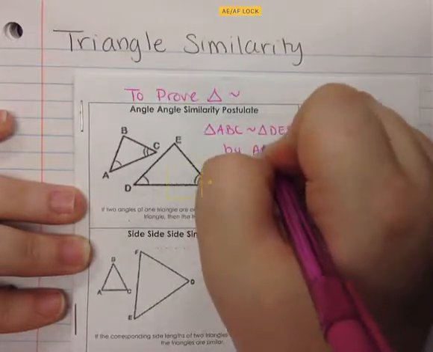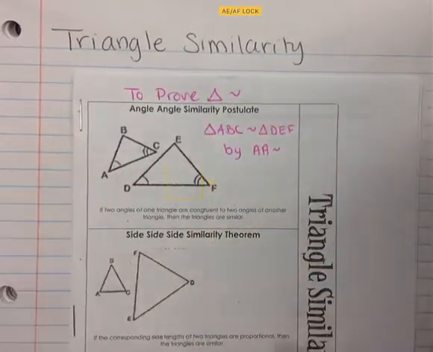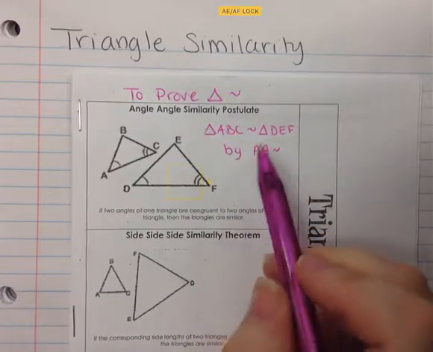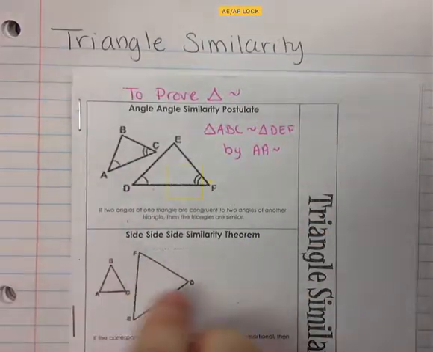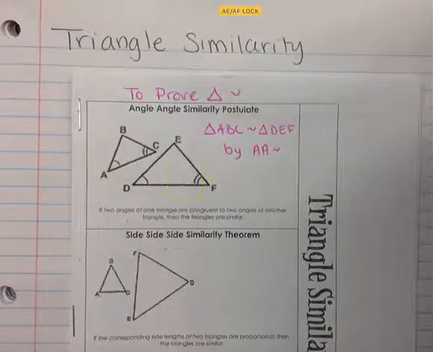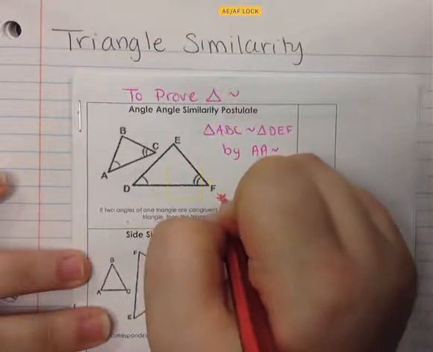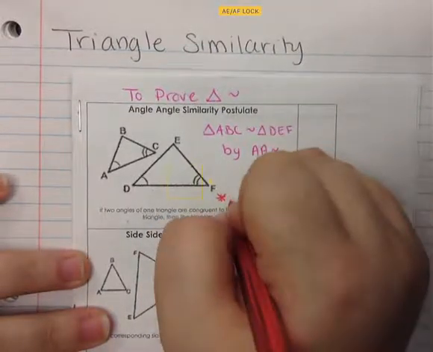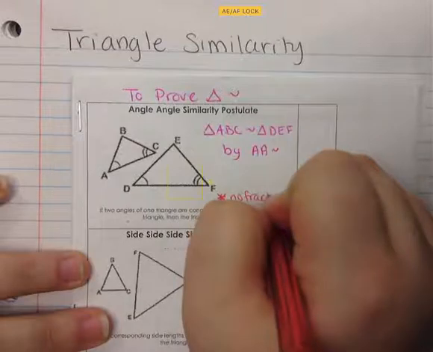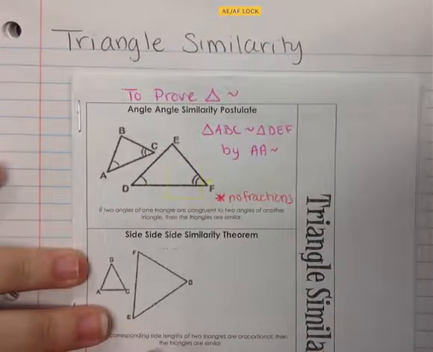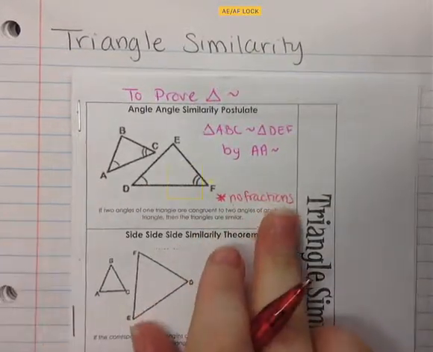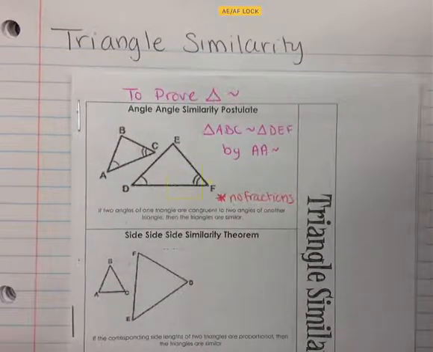By angle-angle similarity. That is our statement. That is our reason. One way to remember that if you are given information like this and you're writing a proof, this given statement will have no fractions. So if you see congruency and you see no fractions, it's probably going to be angle-angle automatically.